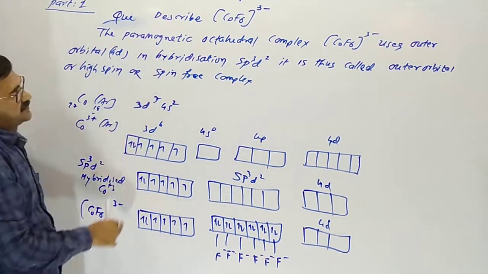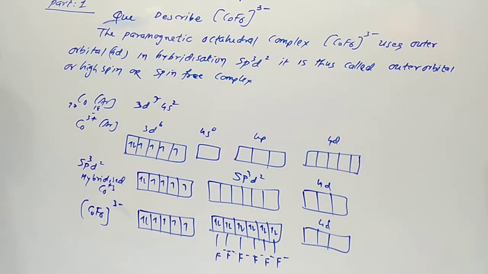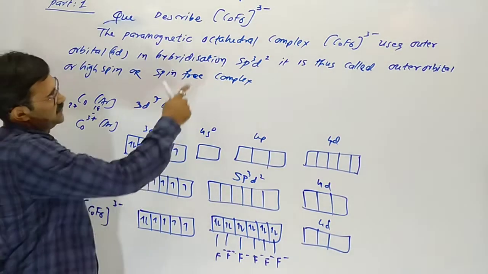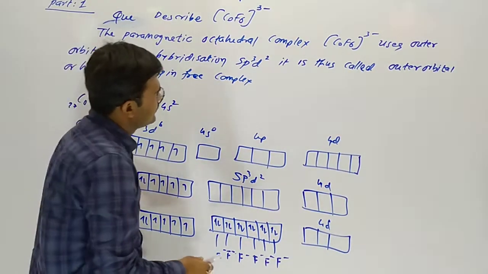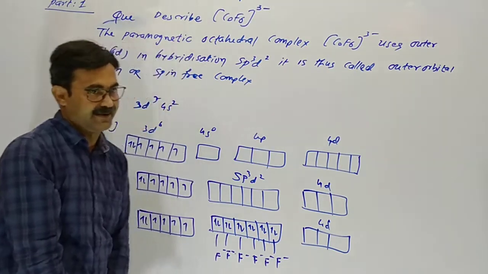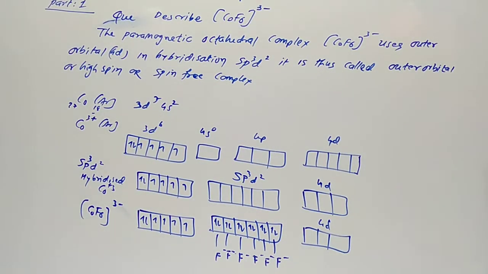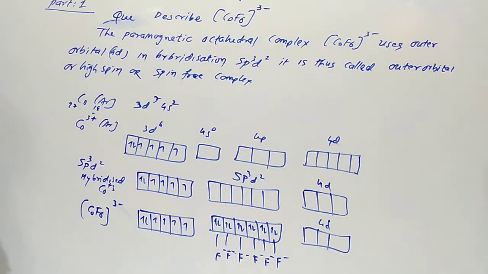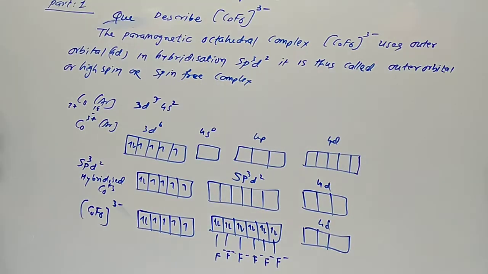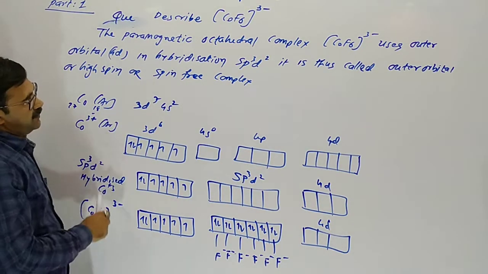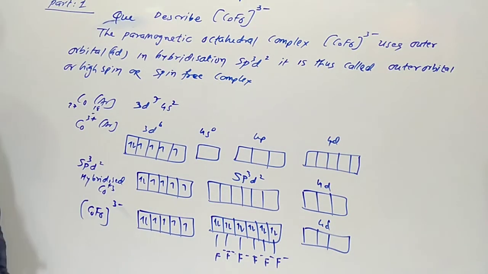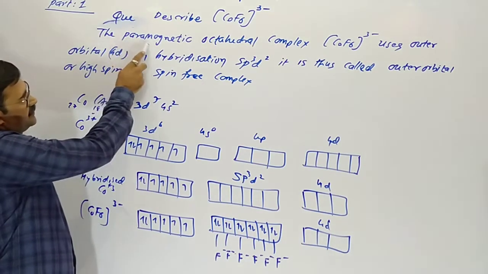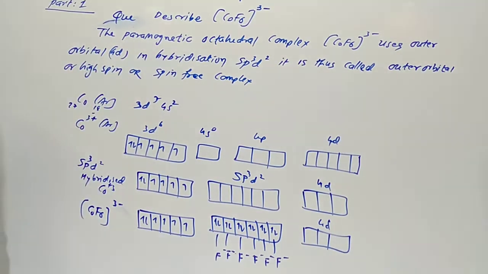Today's question is like this: describe the geometry of a [CoF6]3- and the magnetic property of the complex entity. [CoF6]3- — the geometrical shape, hybridization and the magnetic property are asked. In this case, it is a paramagnetic octahedral complex.